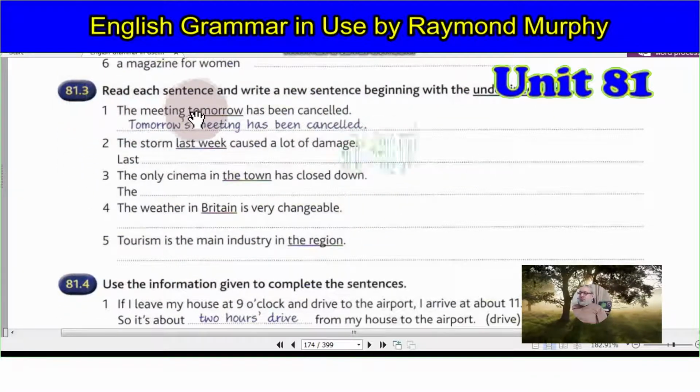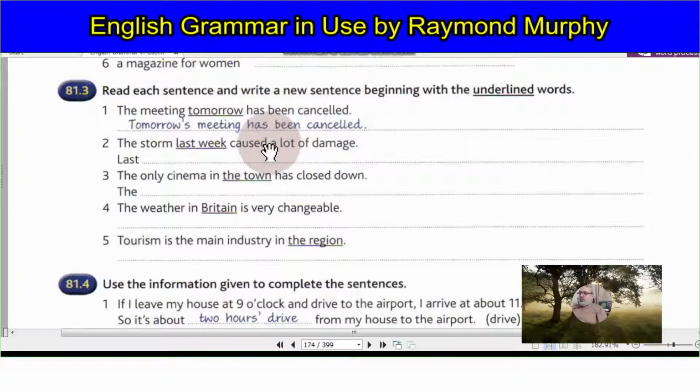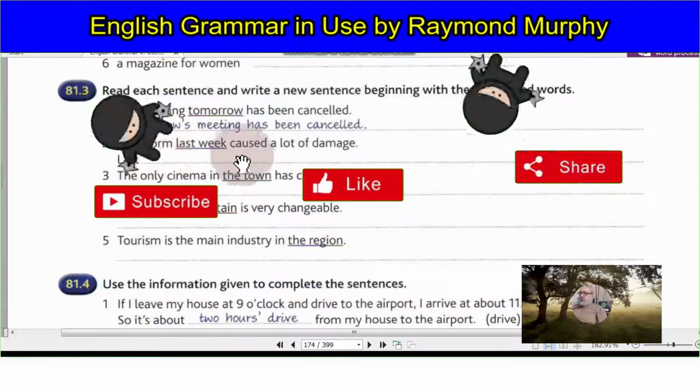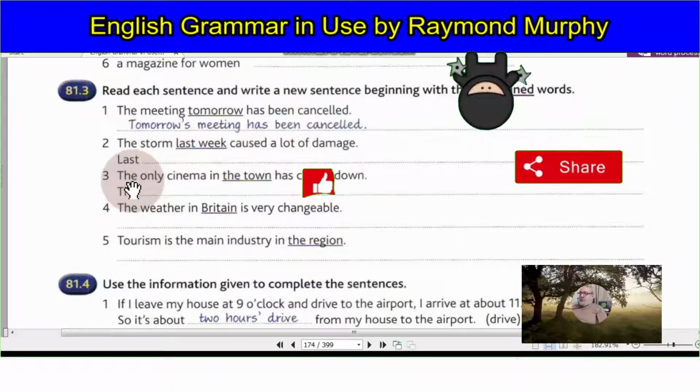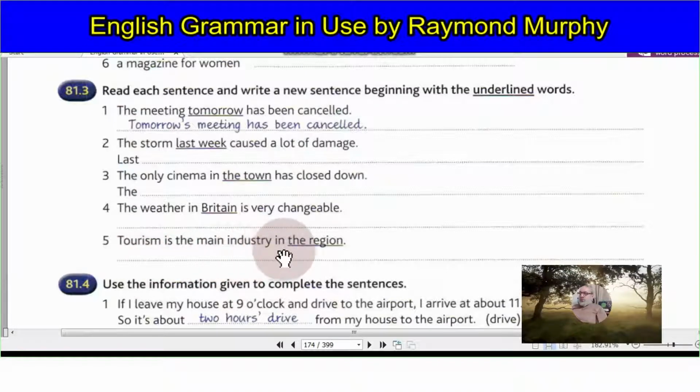81.3. Read each sentence and write a new sentence beginning with the underlined words. The meeting tomorrow has been cancelled. Tomorrow's meeting has been cancelled. The storm last week caused a lot of damage. The only cinema in the town has closed down. The weather is very changing. Tourism is an industry engaging.